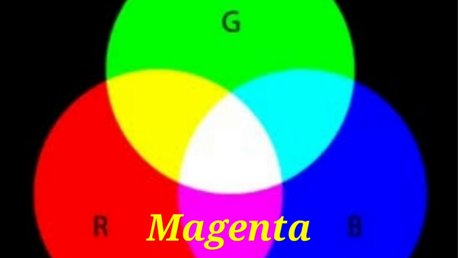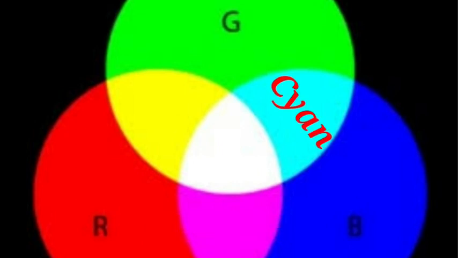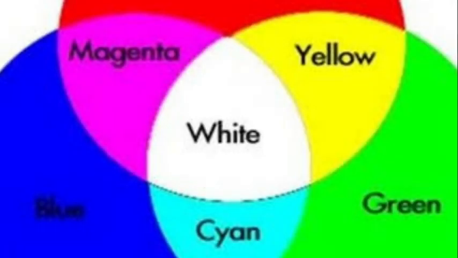Look at this picture. Red and green combine to form yellow. Red and blue combine to form magenta. Blue and green combine to form cyan. These are called secondary colors of light. The combination of the three primary colors results in white light.